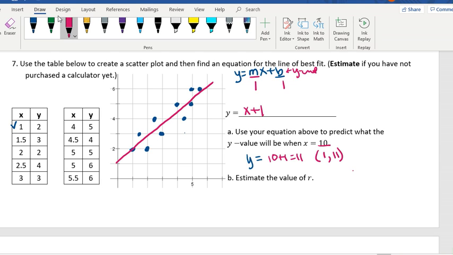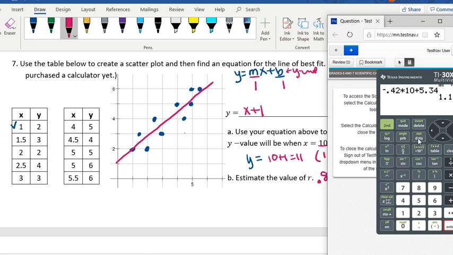And to estimate an R value, these look pretty close, pretty tight. I'm going to guess a 0.8. Now, the more of these you do, the better you get at guessing. Because what we're going to do is put it in the calculator. And I wanted to do this ahead of time in the calculator so we wouldn't have to.